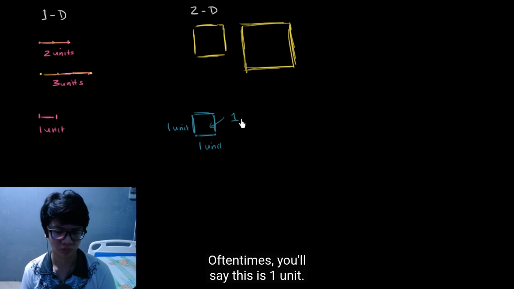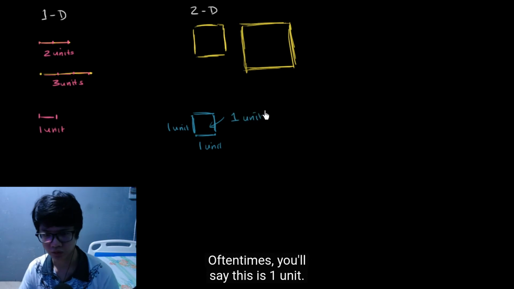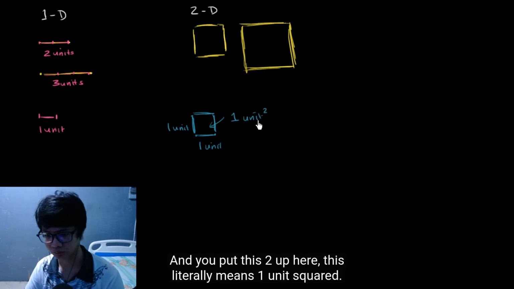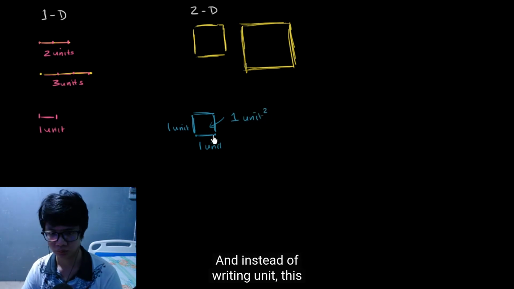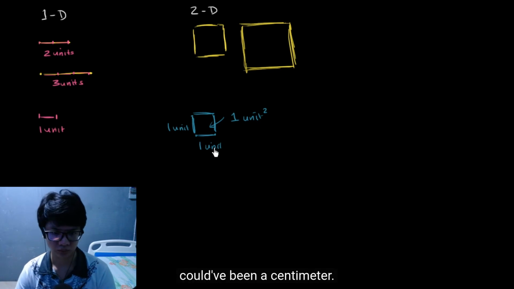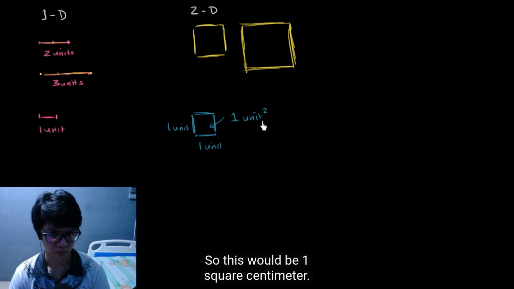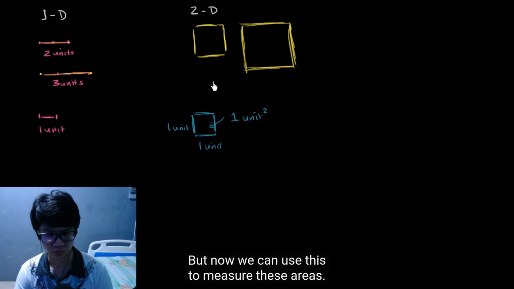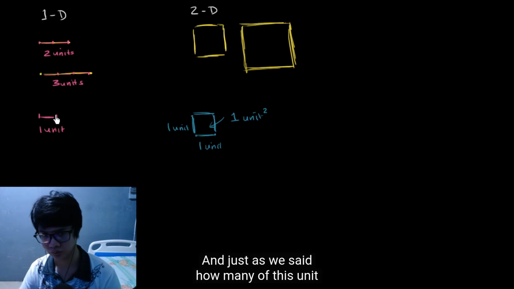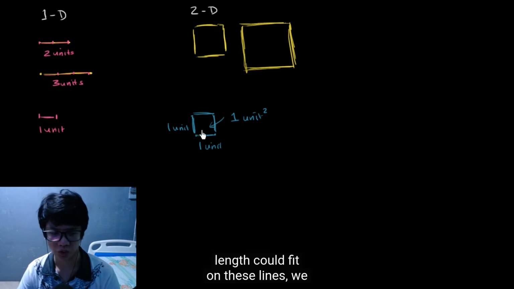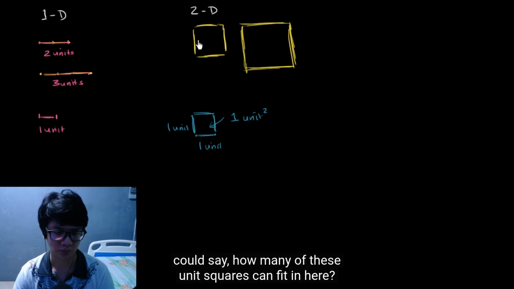Oftentimes you'll say this is 1 unit, and you put this 2 up here. This literally means 1 unit squared. And instead of writing unit, this could have been a centimeter. So this would be 1 square centimeter. But now we can use this to measure these areas. Just as we said, how many of this unit length could fit on these lines, we can say, how many of these unit squares can fit in here?